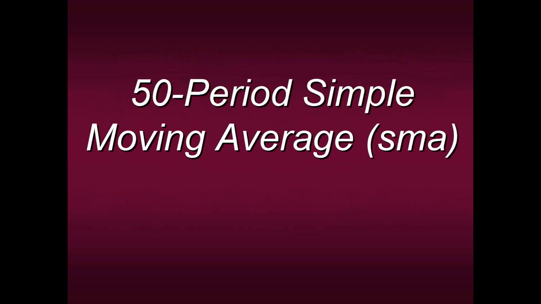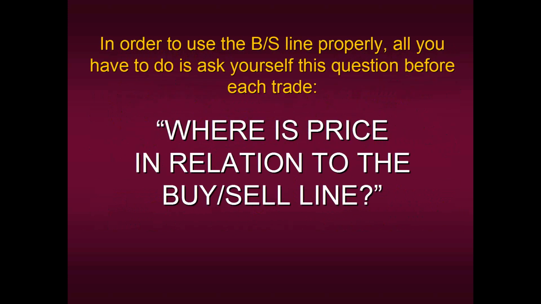The buy-sell line is simply the 50-period simple moving average. We call it the buy-sell line because it's going to determine whether you should be looking at the market from a buyer's perspective or from a seller's perspective. That's why we call it the buy-sell line. But in order to use the buy-sell line properly, you actually have to ask yourself a question prior to every time you apply it. Now remember, it does not matter what strategy, what technique you use.